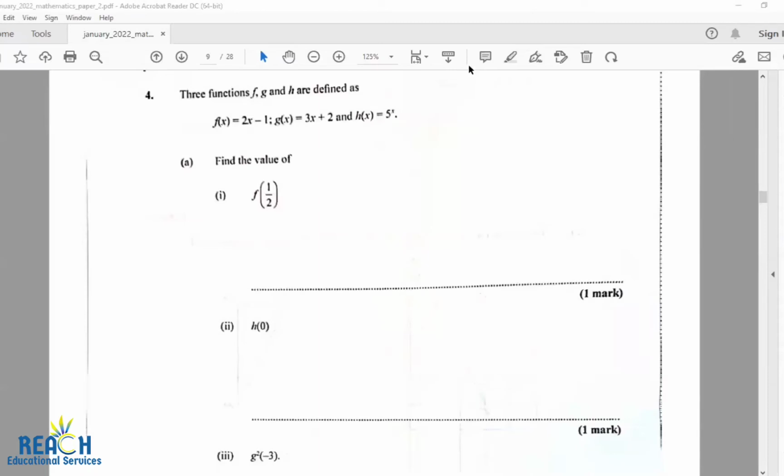Welcome back, everyone. So today we're going to look at this January 2022 CSEC Mathematics paper 2 and question 4, which is all about functions. So let's just start with that one.